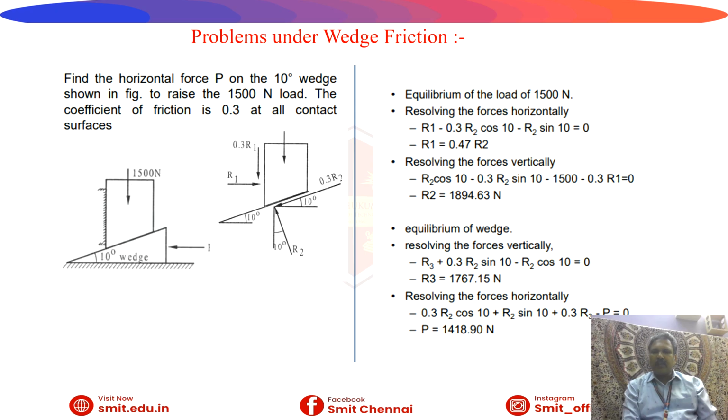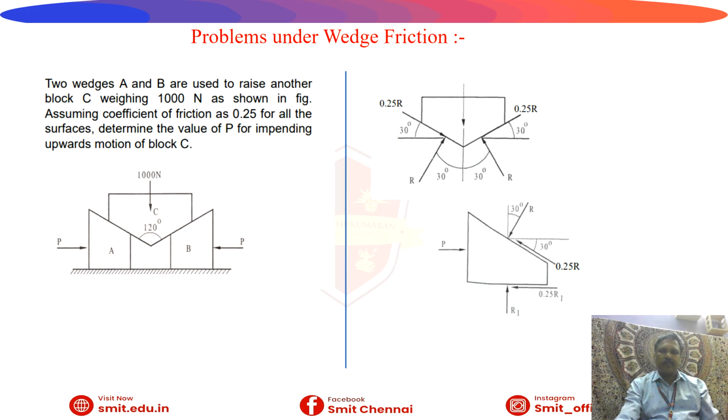Then again resolve the forces horizontally. You will get 0.3 R2 cos 10 degree plus R2 sin 10 degree plus 0.3 R3 minus P equal to 0. Then you will get the applied force P as 1418.9 Newton.